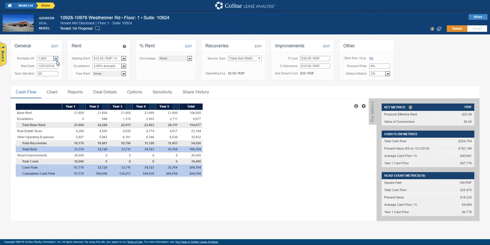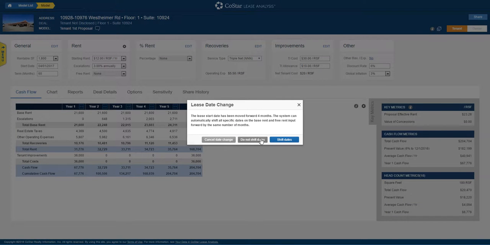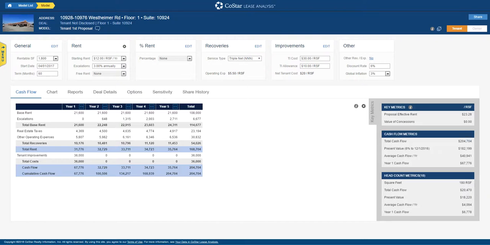So to start things off, we're going to fill out this form. For the purposes of today, this is actually a client deal that I'm working on. It's a retail deal on Westheimer, and this is a coffee shop that wants to be put there. They're looking for 1,800 square feet. The start date would be probably in January, so we'll go ahead and bump that up a little bit. Actually, when you account for permitting, they're going to be closer to April 1st. I'm going to shift the dates here. We're going to assume a 5-year lease.